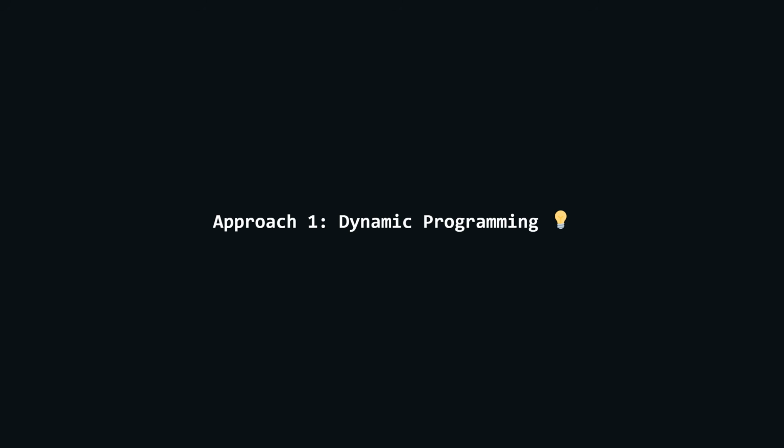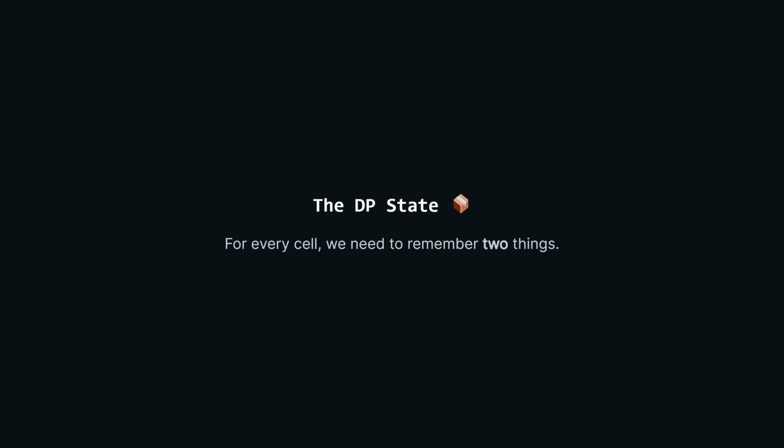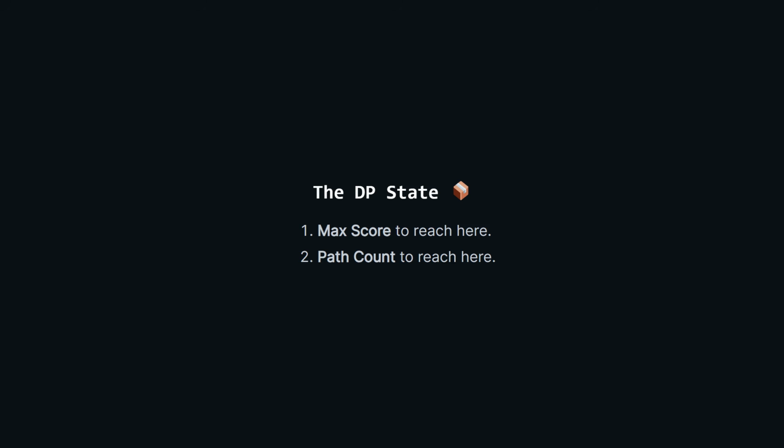Let's jump into the first approach, which uses dynamic programming. Because our moves only ever take us up or left, we are never going to loop back around and visit a square twice, which makes dynamic programming perfect here. For every single square on this board, we need our program to remember two separate pieces of information. We need to track the absolute maximum score to reach that specific spot from the start, and we need to track how many ways we can get that exact score.